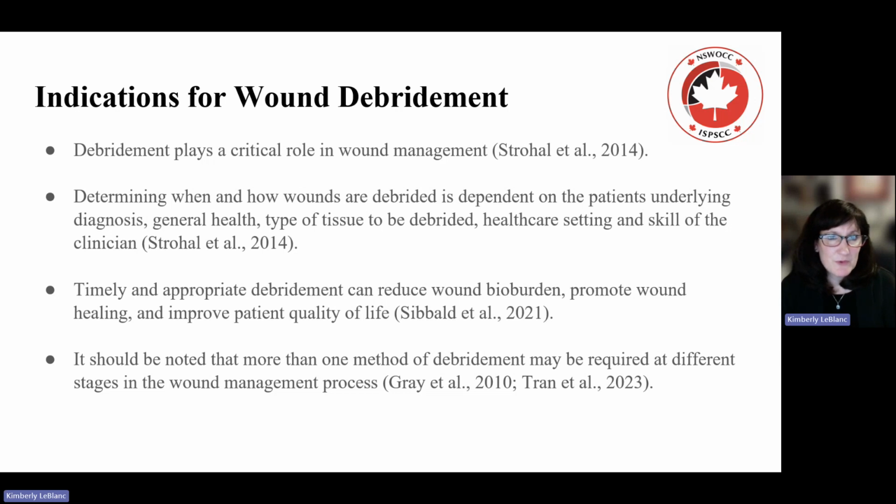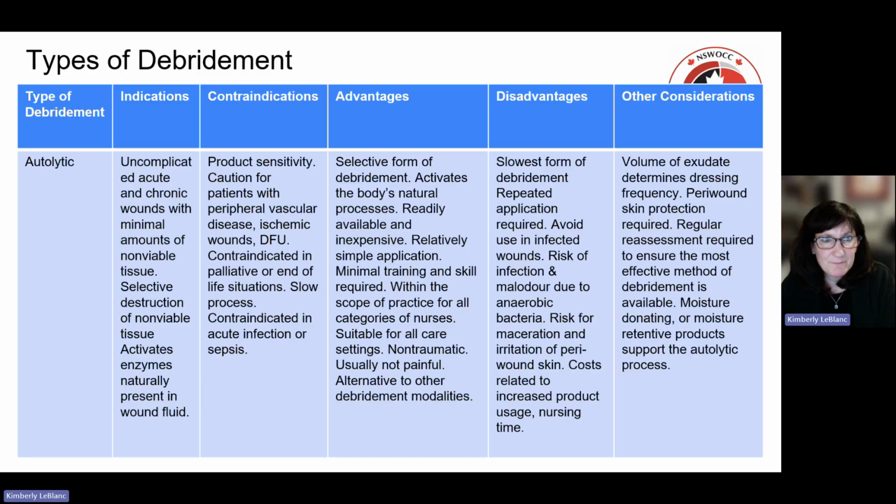Determining when and how wounds are debrided is dependent on the patient's underlying diagnosis, general health, type of tissue to be debrided, healthcare setting, and the skill of the clinician. Timely and appropriate debridement can reduce wound bioburden, promote wound healing, and improve patient quality of life. We have to note that more than one method of debridement may be required at different stages of the wound management process. So if we look at the different types of debridement, we'll start with autolytic.